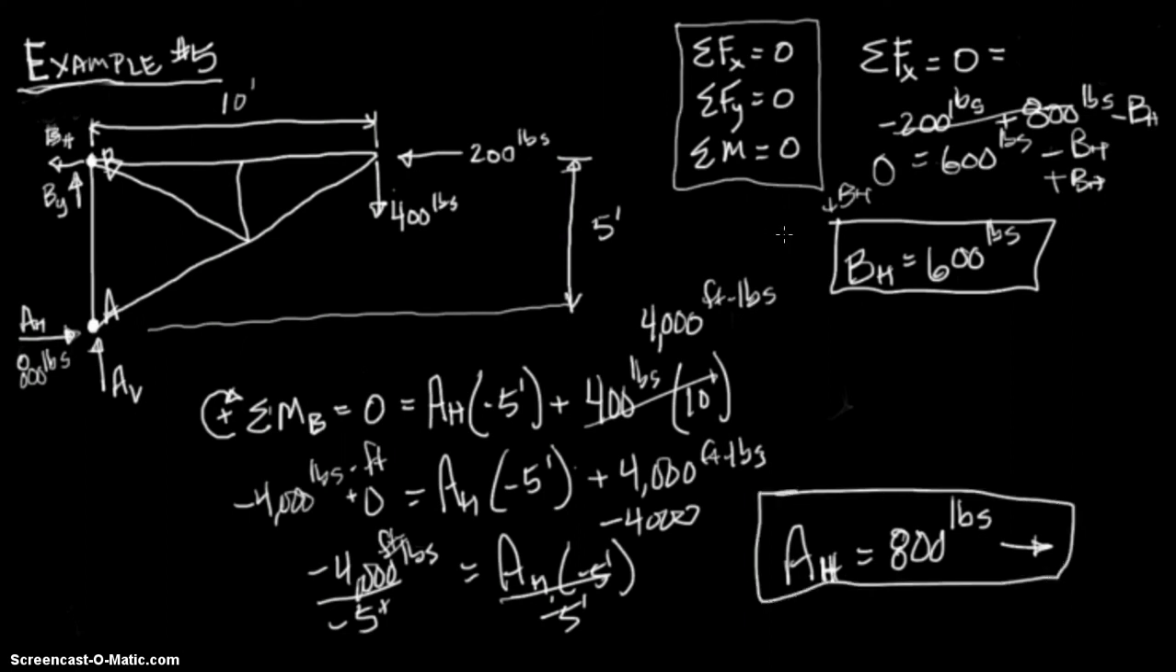Since BH is positive, we know we got the right direction, and you can draw an arrow next to your calculation to know that BH goes in that direction, so you're not confused. You don't have to, but anyways, those are your answers. Hopefully that helps.